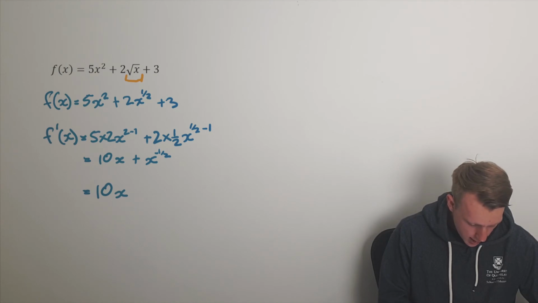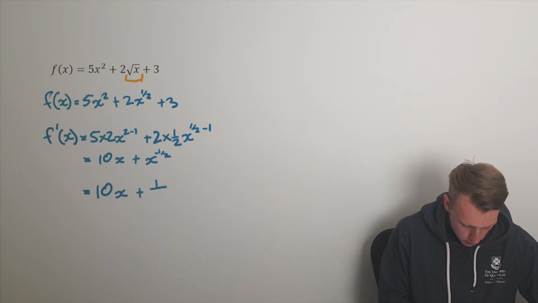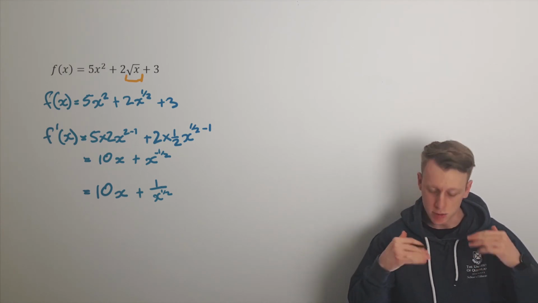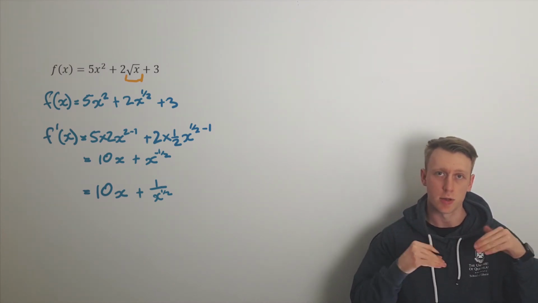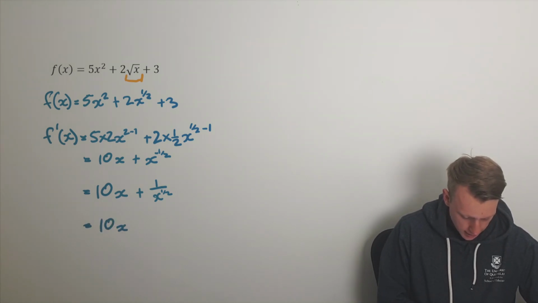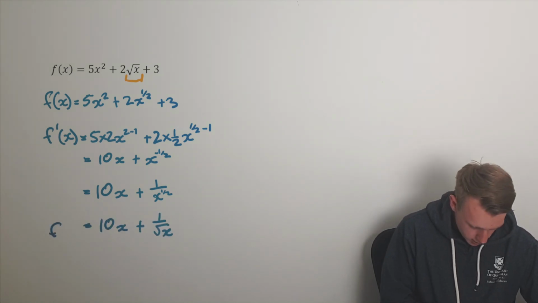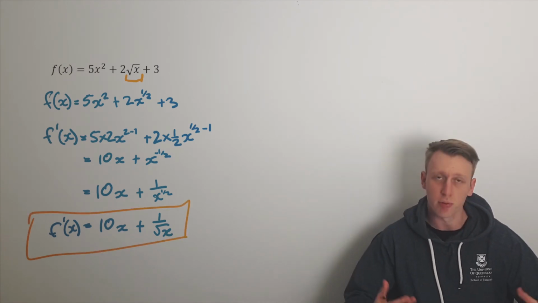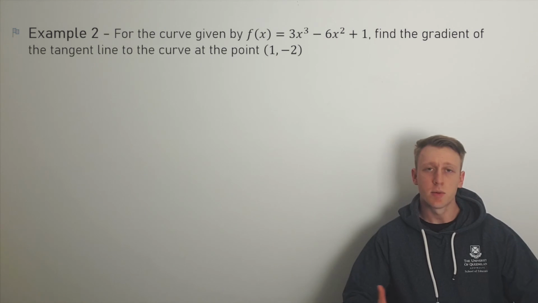Again, I can clean this up a little bit. I can say I've got 10x plus 1 on x to the power of a half, getting rid of that negative index. I'm just cleaning up using index laws there, positive index on the denominator, and I'm going to express it as a surd. This is my derivative function. So that's just a little bit of practice using the power rule. And let's see it with a little bit of context.